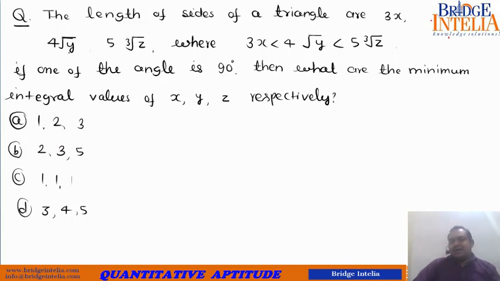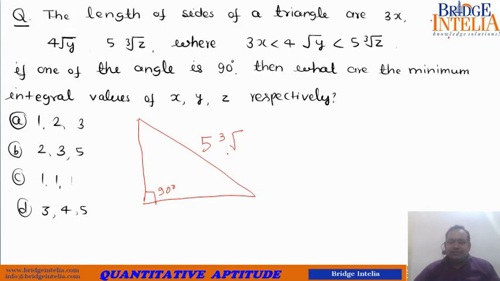What is being told to you is that there is a triangle, its lengths are given in terms of variables, and it is told that one of the angles is 90 degrees. So basically they are telling you to please apply Pythagoras theorem because the triangle is 90 degrees. So this is 90 degrees. The largest side is 5 into cube root of z. The other two sides, this side 3x, this side 4 root y. Observe the numbers. Here was the gameplay.